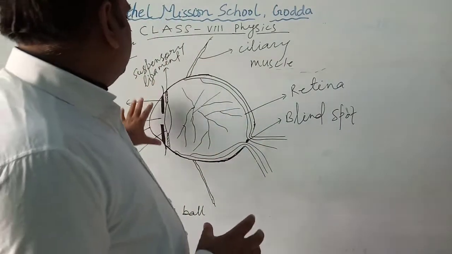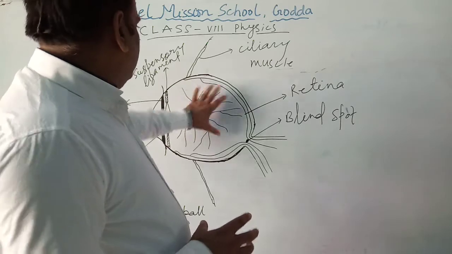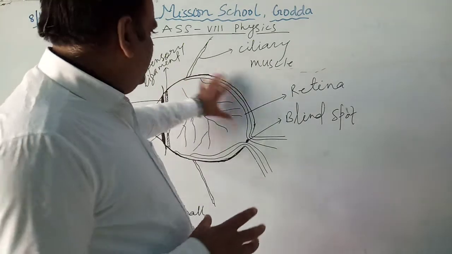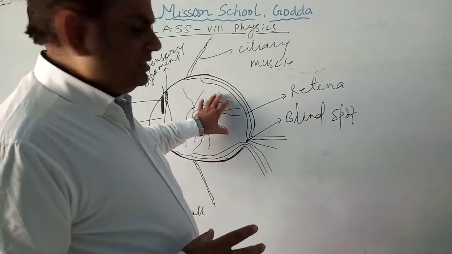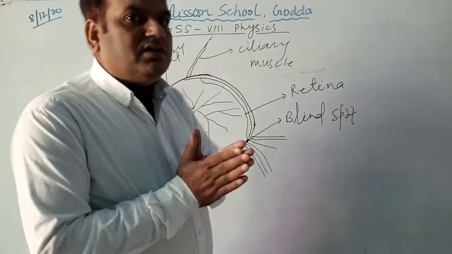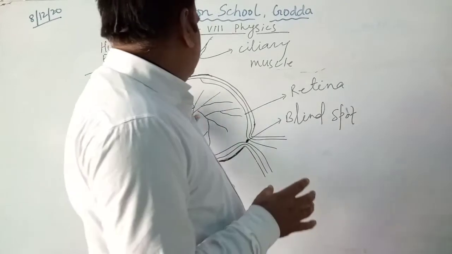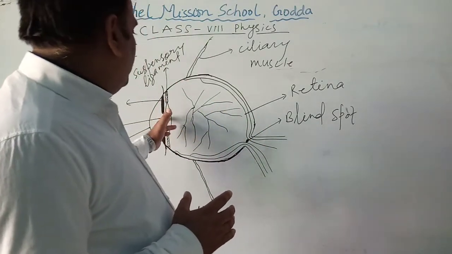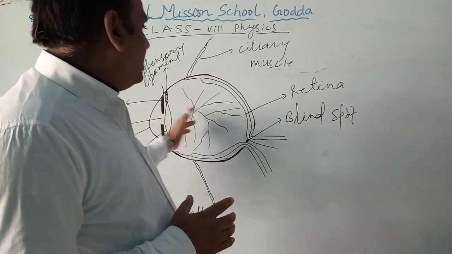So as you are watching, this is the diagram of the human eye. It has different parts, and there are two kinds of liquid present in our eye: in front of the lens and behind the lens.